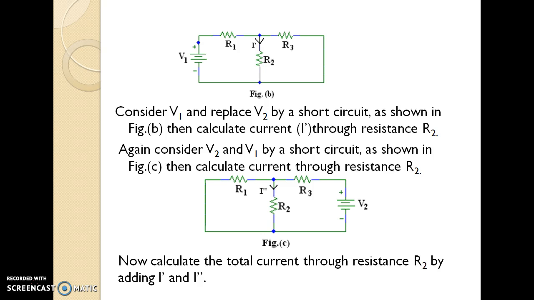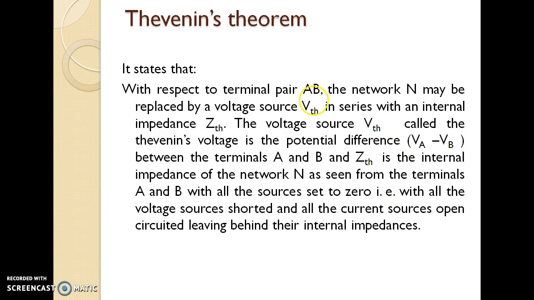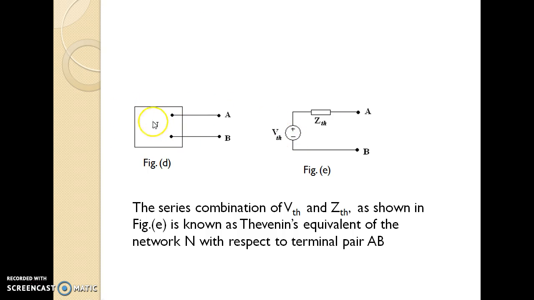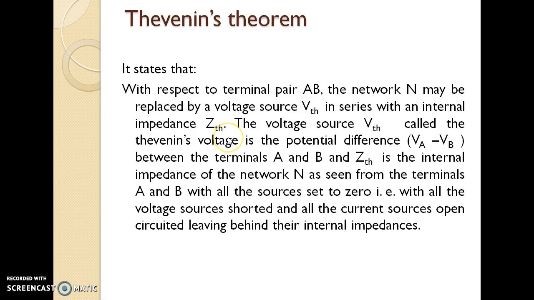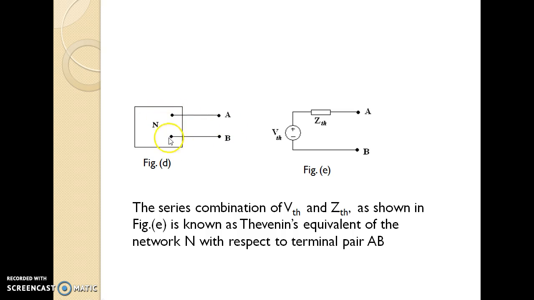Next we discuss Thevenin's theorem. It states that with respect to the terminal pair AB, the network may be replaced by a voltage source. Here we have a network N and terminals A and B. The network is replaced by VTH, called the Thevenin voltage, in series with ZTH, the Thevenin impedance.